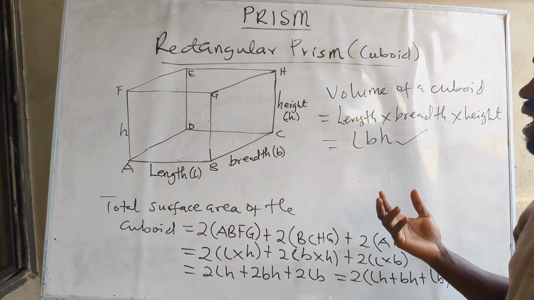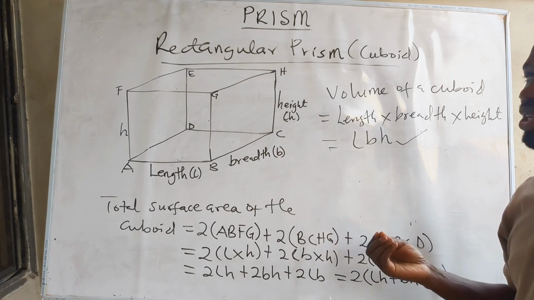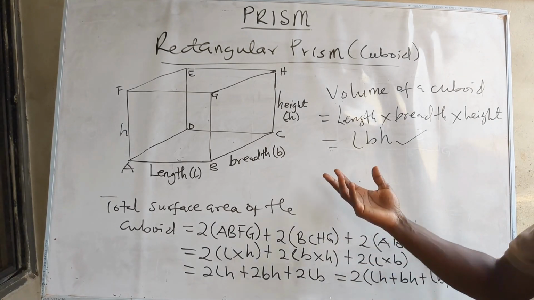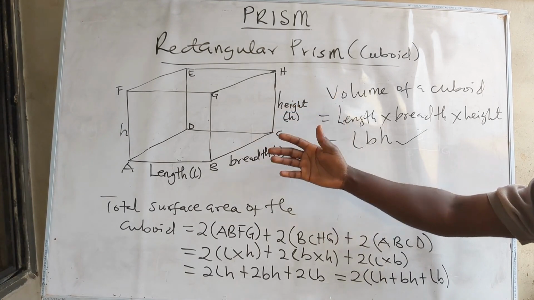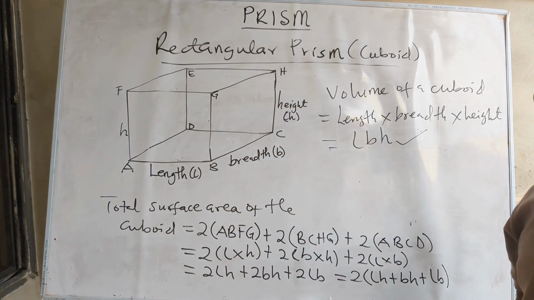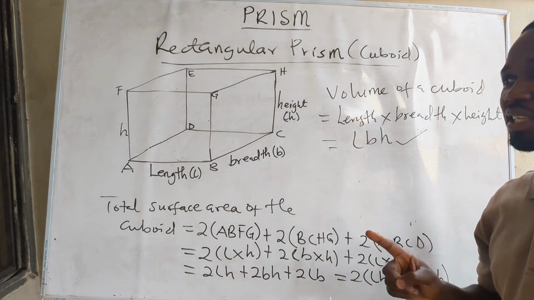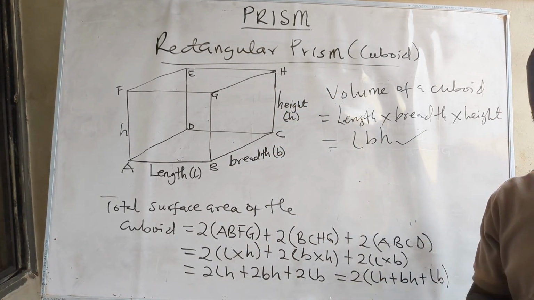And I know that when you are asked a question on a cuboid, you'll be able to do it. So that is the total surface area and the volume of a cuboid. So simple to understand. I know I will see you again in our next session on cuboid as we solve questions.